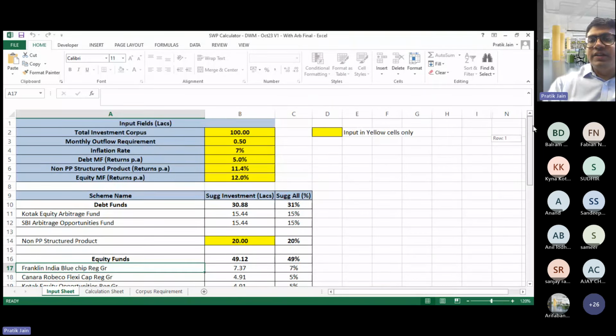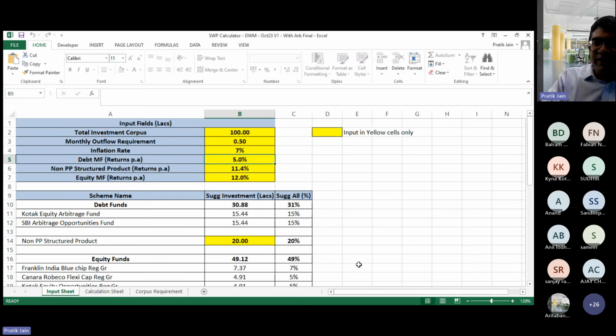So I hope the screen is visible. This is the plan. Aap yahan pe value input karoge, client ke paas corpus kitna hai, this is in lakhs, so that's why I put in 100. So 100 matlab 1 crore. Client ka monthly requirement is 50,000. We've taken an inflation rate of 7%. Debt mutual funds ka return is 5%. Structure ka return is 11.4 and equity mutual fund ka return is 12%.